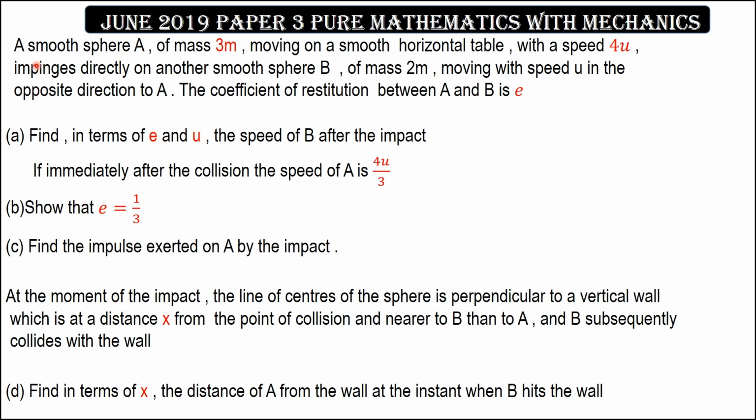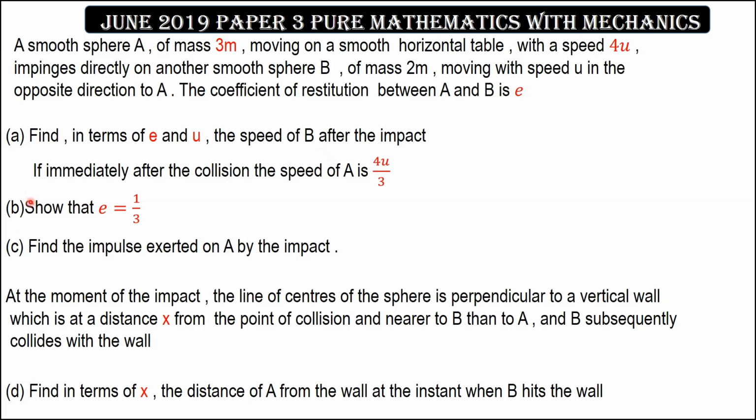So the question reads: a smooth sphere A of mass 3m moving on a smooth horizontal table with speed 4u impinges directly on another smooth sphere B of mass 2m moving with speed u in the opposite direction to A. The coefficient of restitution between A and B is E. In part A of the question, we are asked to find, in terms of E and u, the speed of B after the impact.